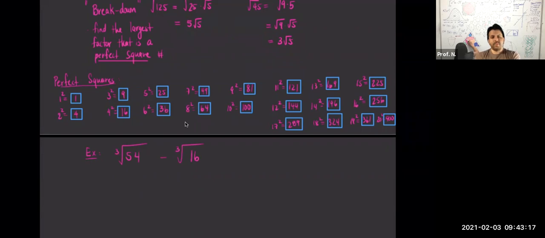What if there's no perfect square that is a factor of the number in the radical? Well, very good question, Rita. If there is no perfect square that is a factor of the number in the radical, then you can't break it down. So if a number has no perfect square associated with it as a factor, then you just leave it. It's actually easier to deal with because you don't have to break it down.